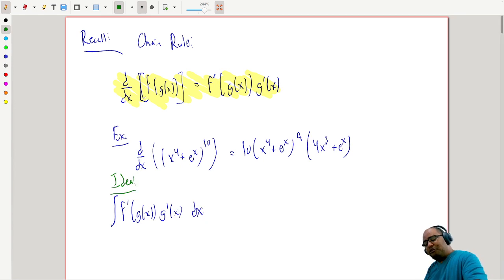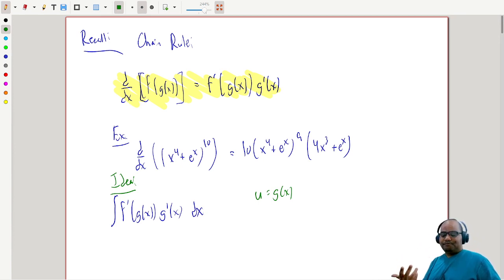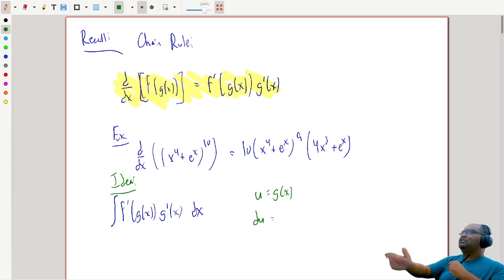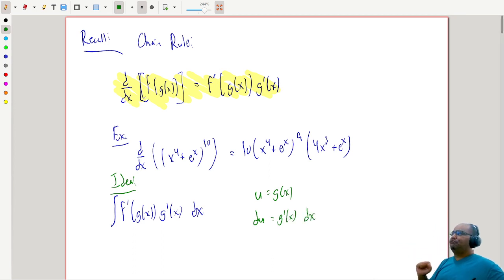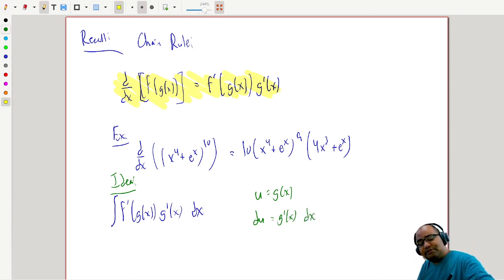is to change variables. So I'm going to set u equal to g of x. I'm going to make this into an easier looking problem. Well, now I'm going to have to make a corresponding change in u because u is related to x. dx is a small change in x. We need a small change in u, du. And so now we're going to take the derivative to get that differential, remember? So the derivative of g is just g prime of x, and then we have dx there for the differential. And now take a look at what happens here.